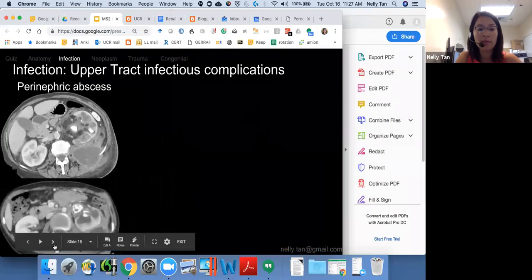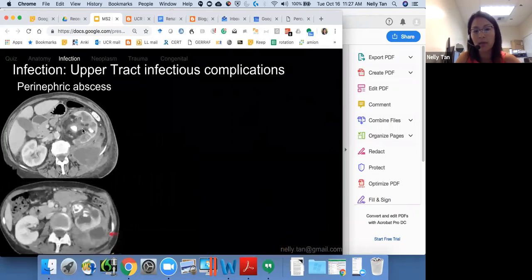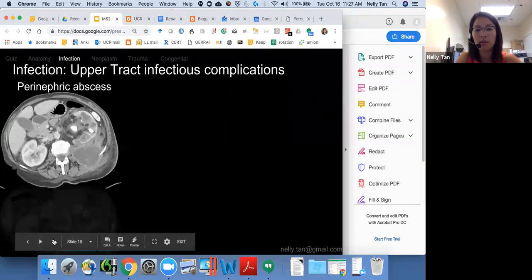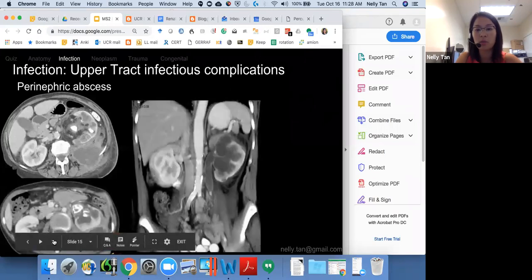Okay, so we have an abscess. Here's an example of another abscess, which is very similar. We have stones, and we call these staghorn calculi when the stones are so excessive that they extend into the calyces. These typically require PCNL, percutaneous nephrolithotomy, because the stone burden is too much.